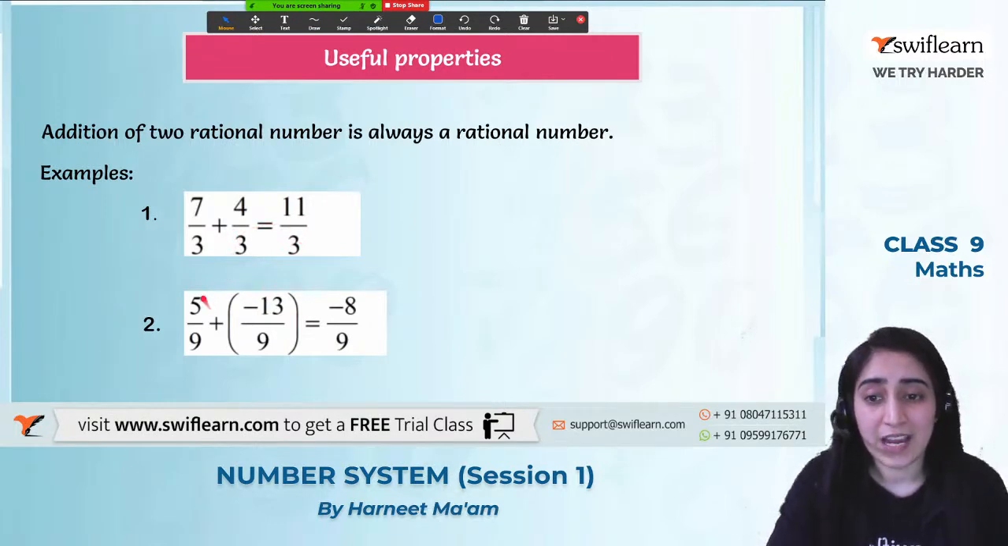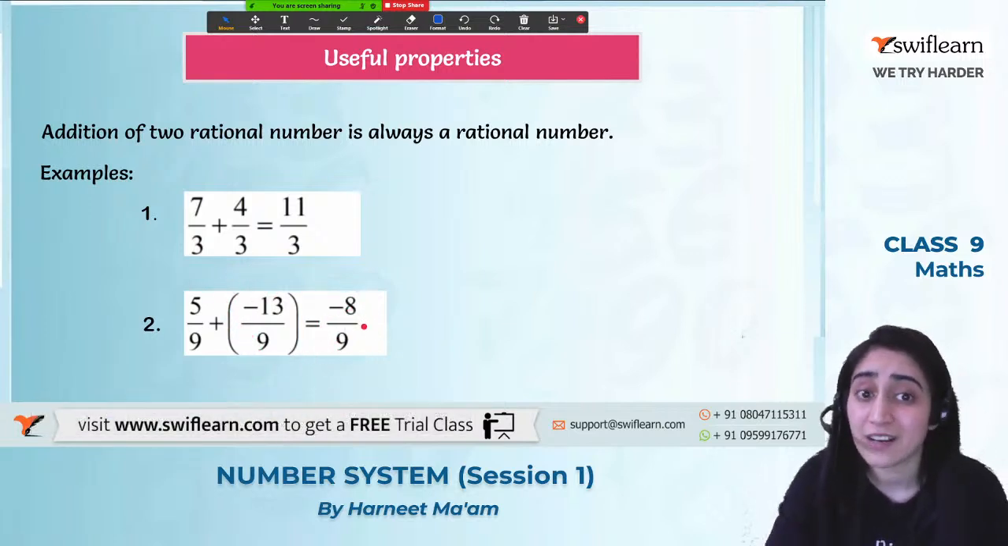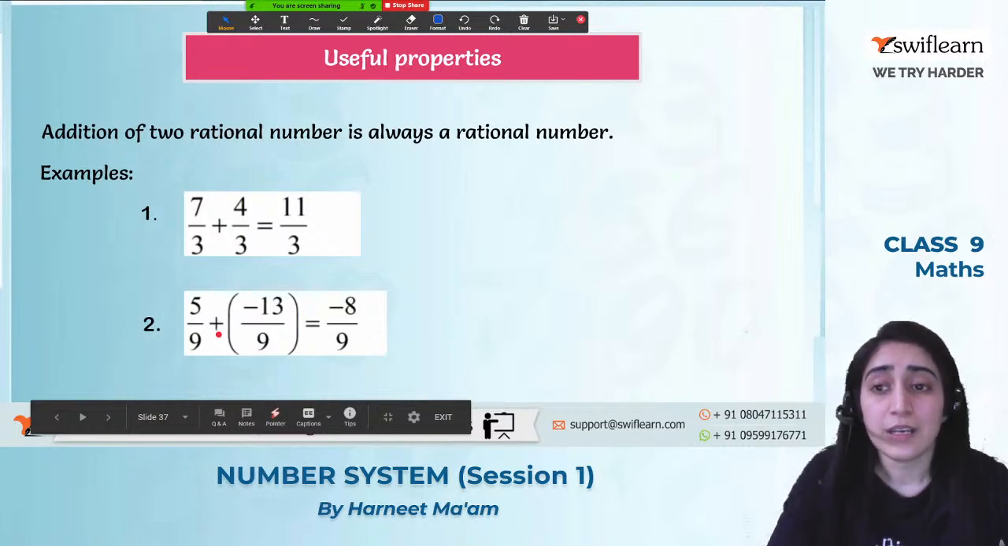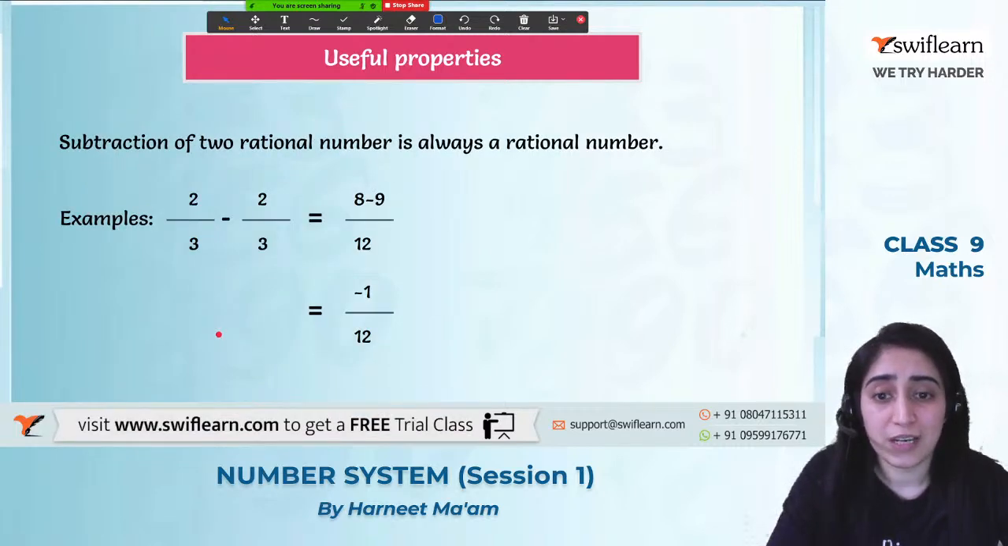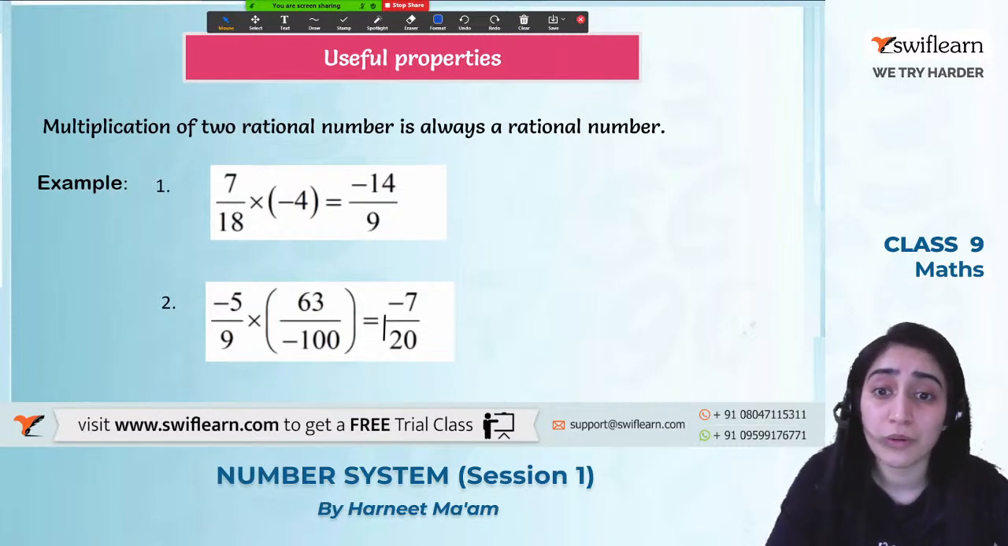Yes. Now 5 by 9 added to a negative fraction. Negative rational numbers, I can get a negative as well, but is it a rational number? Yes, because I'm doing addition with a negative one. So even if I'm performing a subtraction, actually what I'm doing is adding. Now moving on to the next: subtracting two rational numbers is a rational number. So similarly, when I subtract two rational numbers, I get a rational number. Right. Moving on to the third property: multiplying two rational numbers is also a rational number.